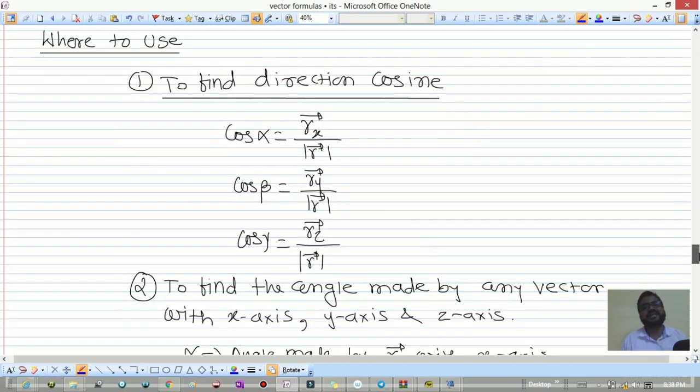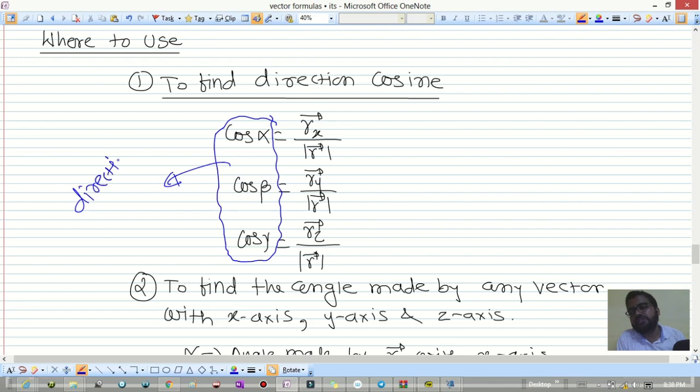Now where to use this? To find the direction cosines. They will ask you to find the direction cosines. Cos alpha, cos beta, cos gamma are nothing but the direction cosines.